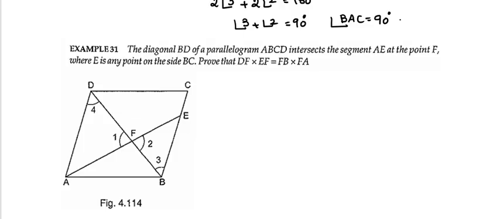Diagonal BD of a parallelogram ABCD intersects the line segment AE at the point F, where E is the point on the side BC. We have to prove that it's a parallelogram. It is given.